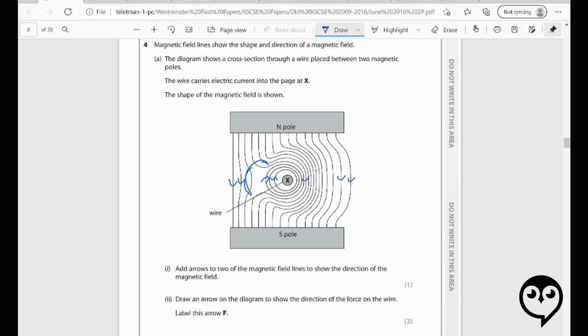Draw an arrow on the diagram to show the direction of the force on the wire. Well, think of this as a compressed spring. When the spring bits are closer together, it's going to be more likely to spring out, whereas if they're far apart, that's the direction it's going to go. So if I draw my arrows up here, I'd say the wire is going to jump out to the left. Label this arrow F.